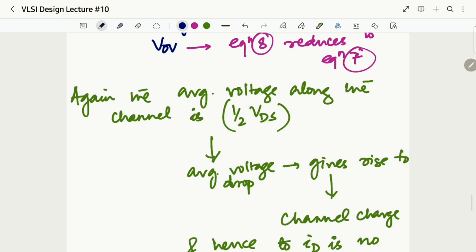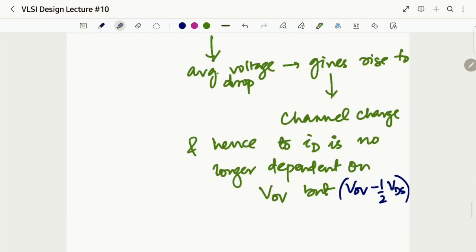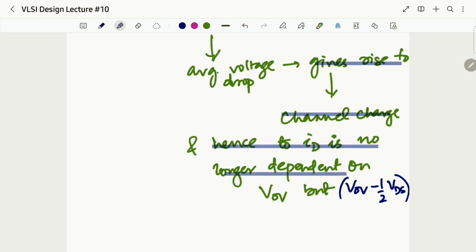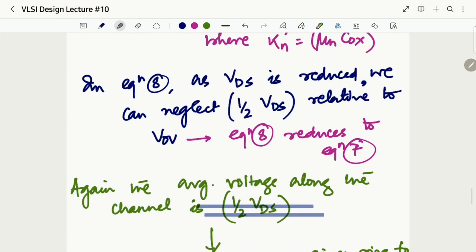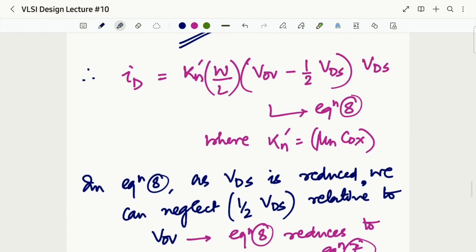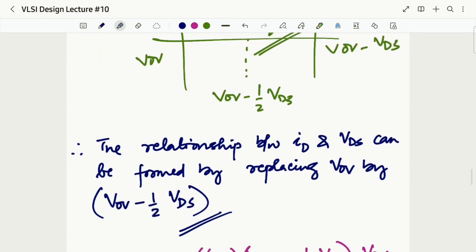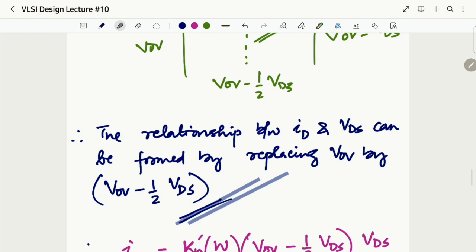So because of the average voltage drop along the channel is half of VDS, this gives rise to channel charge and hence ID is no longer dependent on just VOV but on VOV minus half of VDS. This is just the English statement of what we have done over here. Okay, so no need to get confused.